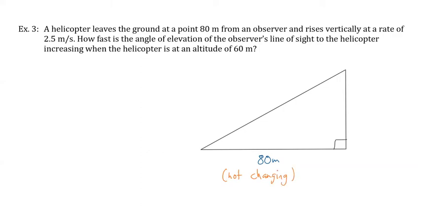So we're going to call that dH by dt, right? And it's going up, so it's positive 2.5 meters per second. And where's theta? The angle of elevation of the observer's line of sight. So again, that's going to be here. And we are finding what? Good, d theta by dt.